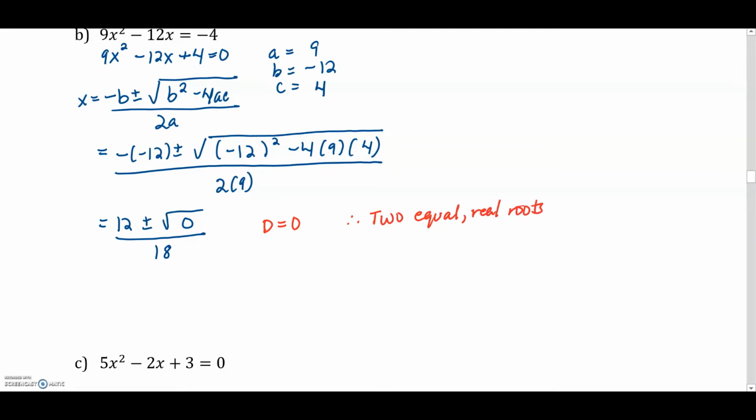We can solve for the value of this root, and we get 12 over 18, which reduces to 2 over 3. So you can verify the value of this root by plugging 2/3 into your original equation, and you'll find that the left-hand side simplifies to negative 4, just like the right-hand side of the equation. You can also verify these solutions by solving for the x-intercepts of the equation by graphing it in software such as Desmos and verifying that it's equal.